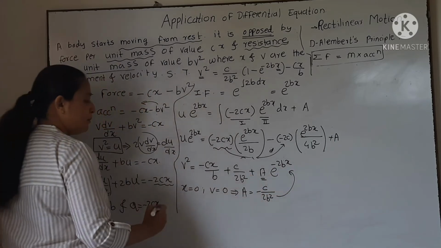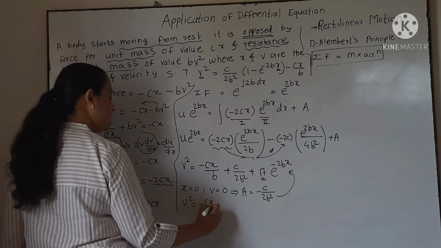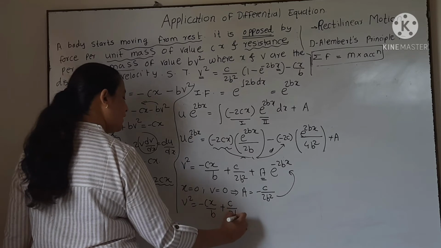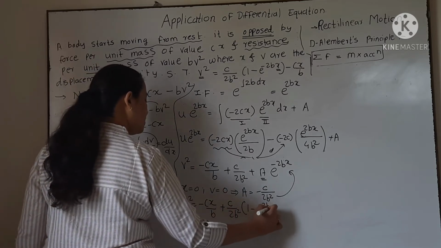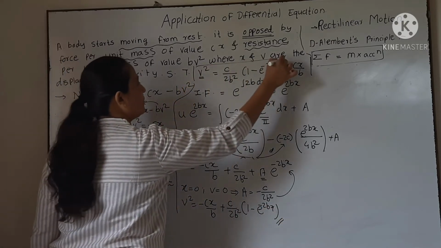Substitute this value in the above equation. You will get v square equal to minus cx upon b plus, we can take c upon 2b square common, inside the bracket 1 minus e raised to minus twice bx. And that is what we wanted to prove, if you observe.